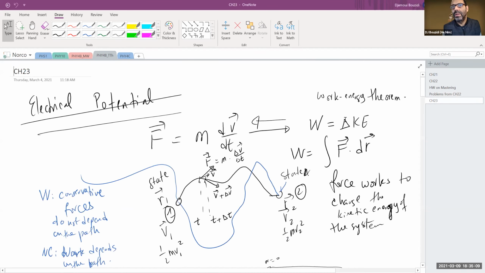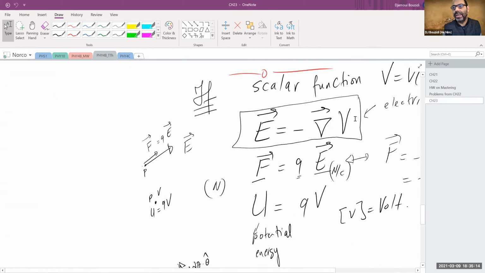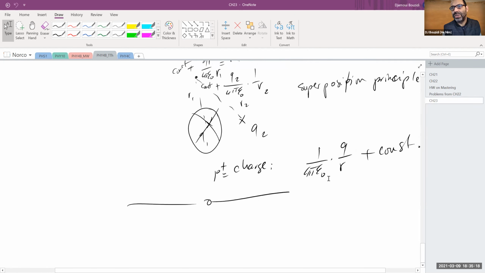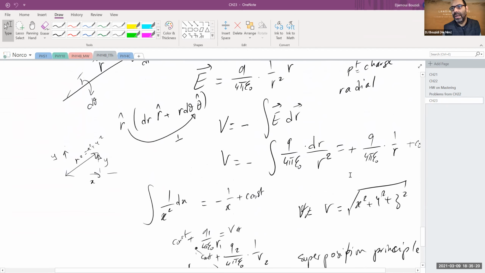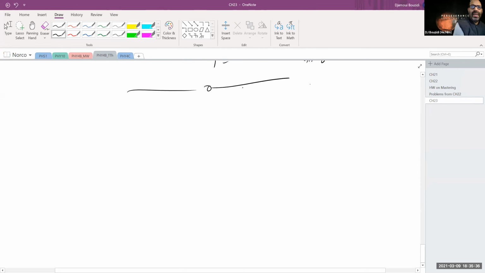Chapter 23. We talked about potential energy, the kinetic energy, and things like that, and we found the potential for a point charge. We invoked the superposition, because here is the argument. We want to answer the following question: does the electrostatic force, the key word in here being electrostatic.